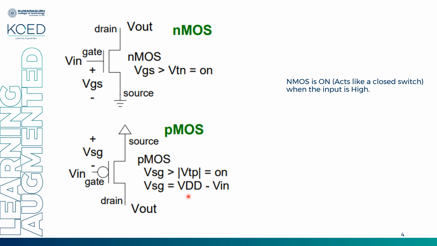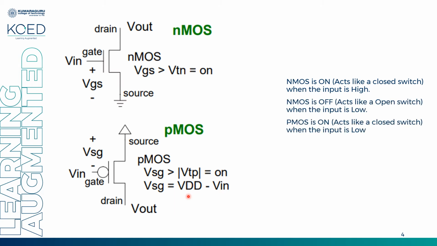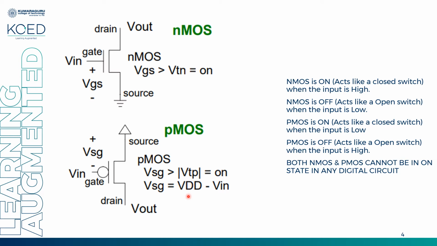NMOS will be on, or it acts like a closed switch, when you give a high input. It will be off when it is low. Similarly, PMOS on when you give a low voltage, PMOS off when you give a high voltage. And in case of static logic and CMOS static logic design cell, you must understand that PMOS and NMOS cannot be on at the same time. It is not possible.